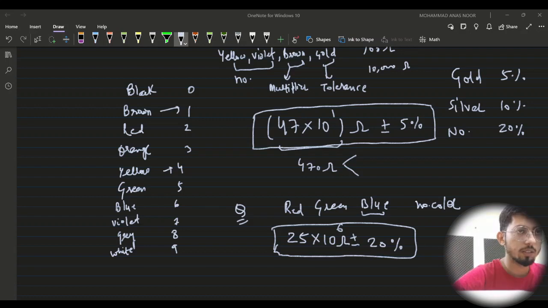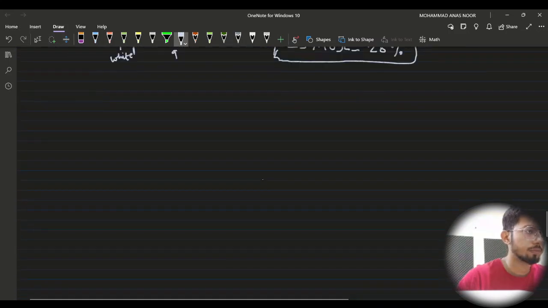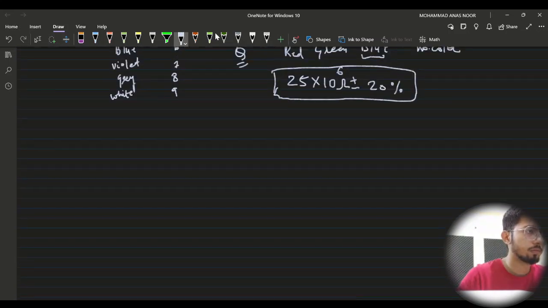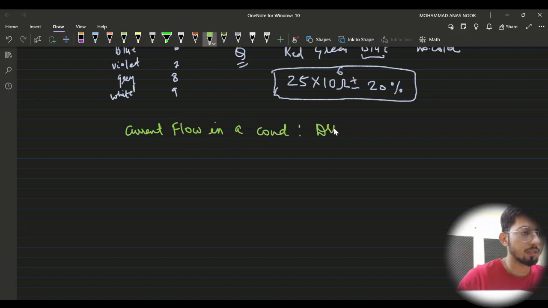Now let us start with another topic, which is the mechanism of current flow in a conductor. The topic is current flow in a conductor, that is drift velocity and time.